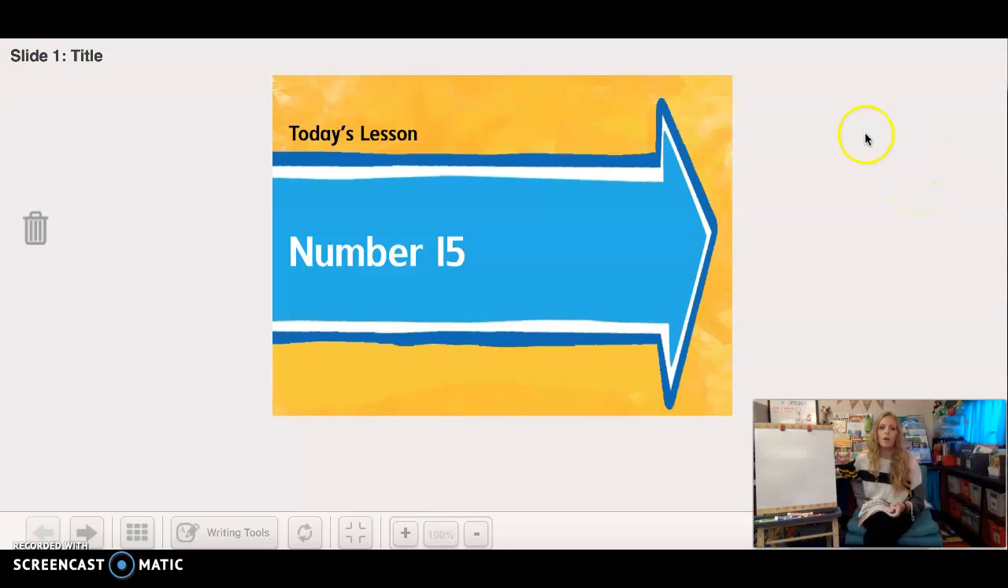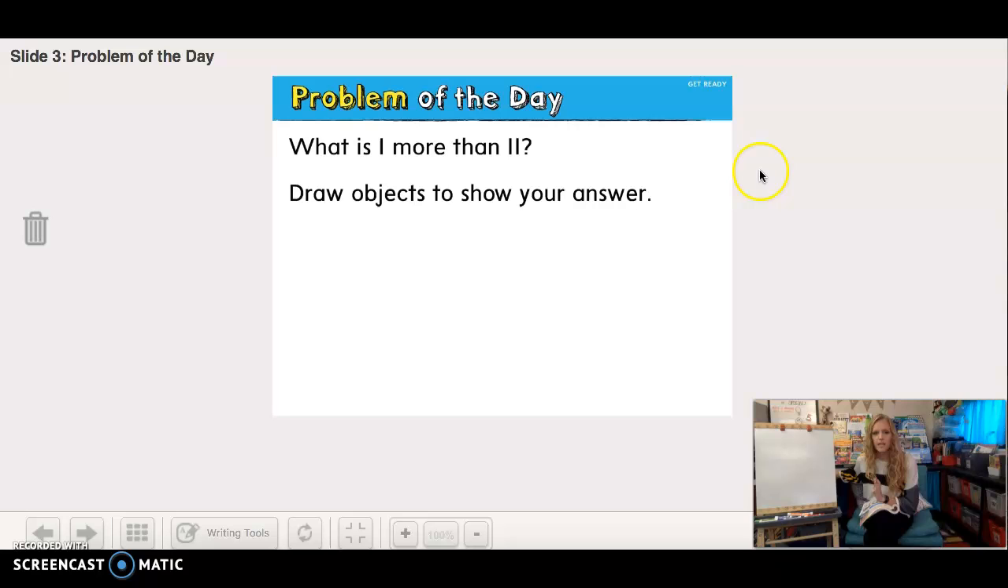We are going to go on in our number line to number 15 today. So let's first start with our problem of the day. Ready? What is one more than 11? Draw objects to show your answer.